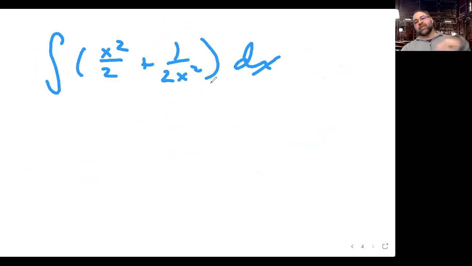Now, I know we've got limits, but before we do that, let's just figure out what this integration is going to do. Oh, well, look, I'm going to add 1 to the power and divide by the power. Now, this is 1/2 x to the -2, so I'm going to add 1 to the power, give me -1, right?